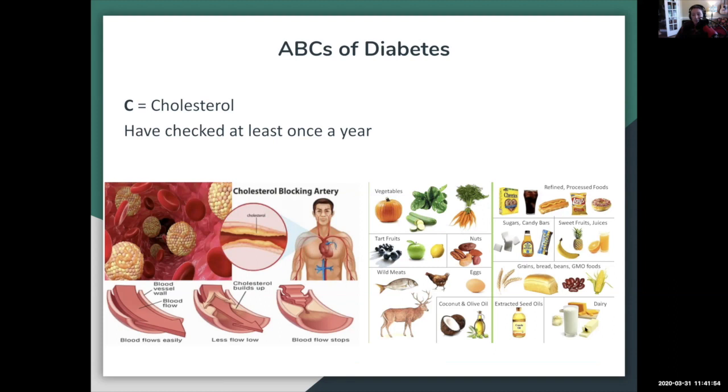And then dairy, we want to minimize dairy, again, because it's full of animal fats. Cheeses are delicious. I love them, but I want to try and minimize my intake of cheese, which is clearly not the American way. But I want to minimize the intake of cheese. And when I do eat cheese, I like it to be soft cheeses, not hard cheeses.